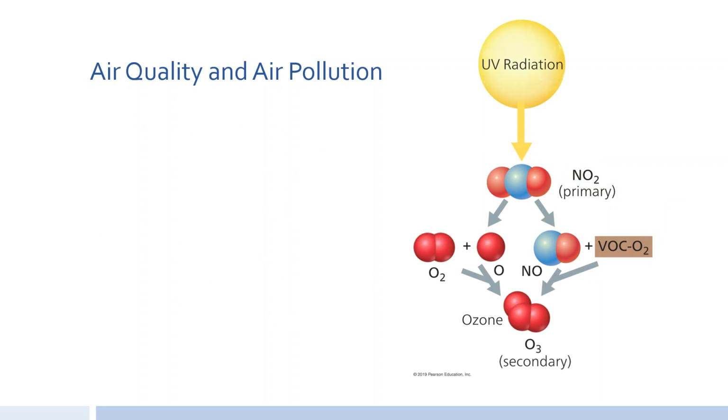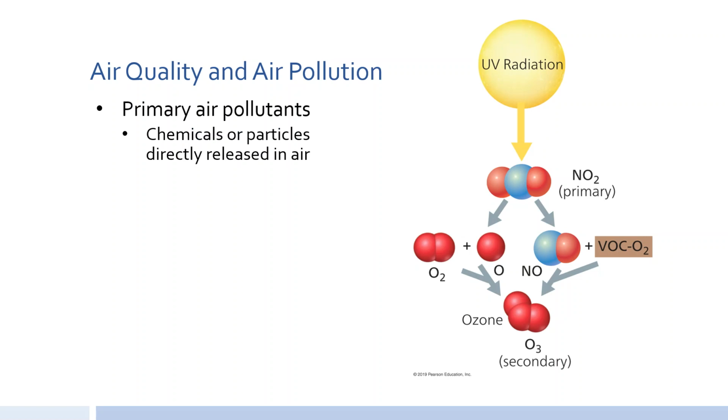Next, I'm going to talk about two kind of big categories of pollutants. So not necessarily the type like VOCs or aerosols, but how we think of them based upon how they get into the atmosphere. And so the first type is a primary air pollutant, and that is something that is directly released into the air. I turn on my car, the exhaust is being directly released into the air. That is a primary air pollutant.